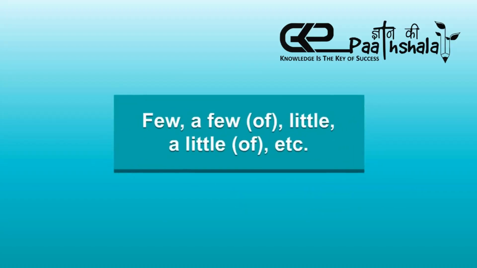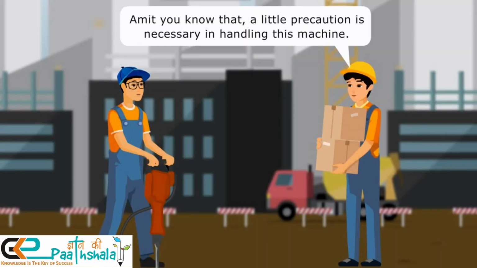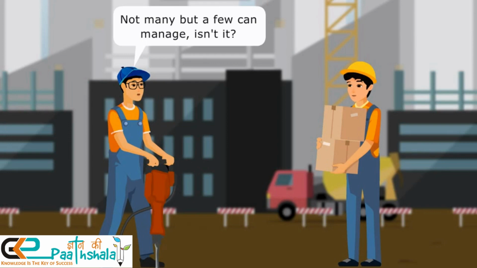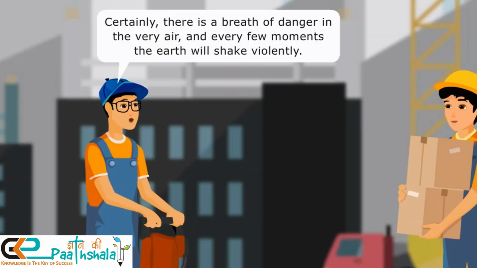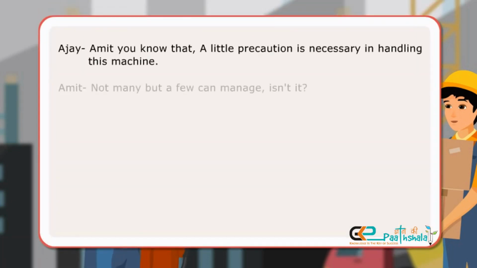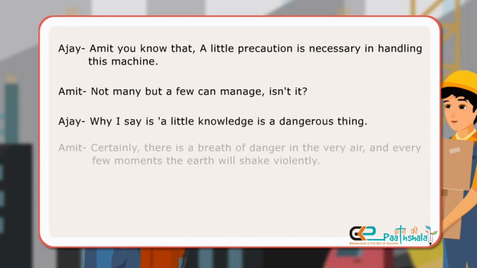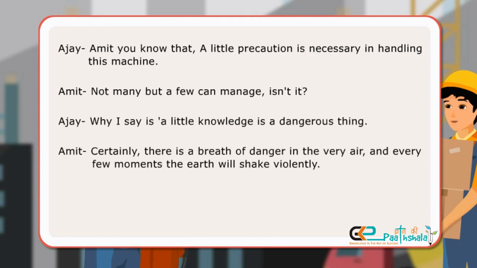Few, a few of, little, a little of, etc. Amit, you know that a little precaution is necessary in handling this machine. Not many, but a few can manage, isn't it? Why I say is, little knowledge is a dangerous thing. Certainly, there is a breath of danger in the very air, and every few moments the earth will shake violently. In the above conversation, we come across quantifiers to describe the quantity of countable or uncountable noun.